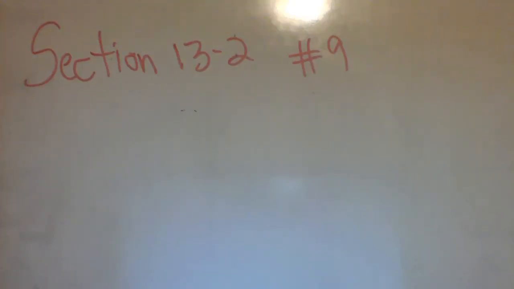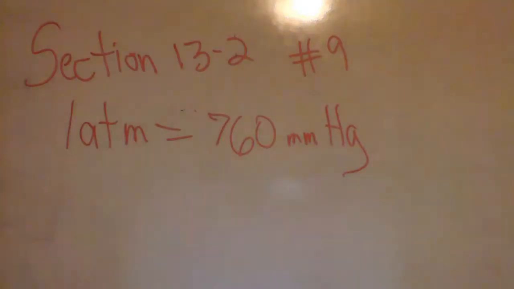This is section 13.2, question number 9 on your homework sheets. The question reads, the air pressure inside a submarine is 0.62 atmospheres. What is the height of a column of mercury balanced by this pressure? According to the data table, 1 atmosphere equals 760 millimeters of mercury.